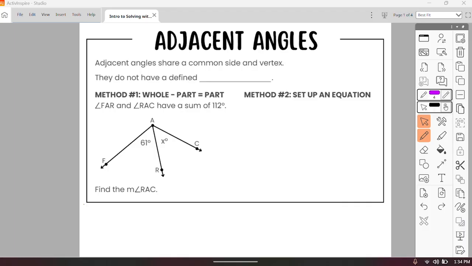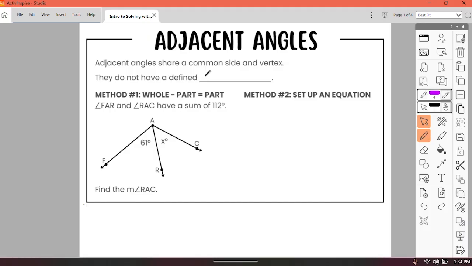So, the first kind of angles we want to talk about are adjacent angles. And you should remember that adjacent angles share a common side and a common vertex. They do not have a specific defined sum that they equal. You have to read the problem to get that information. So if you remember, complementary means 90, supplementary means 180, adjacent means whatever they tell you in the question.